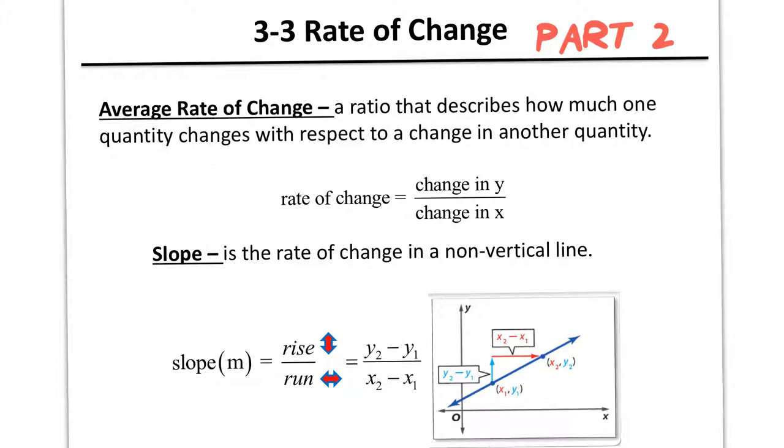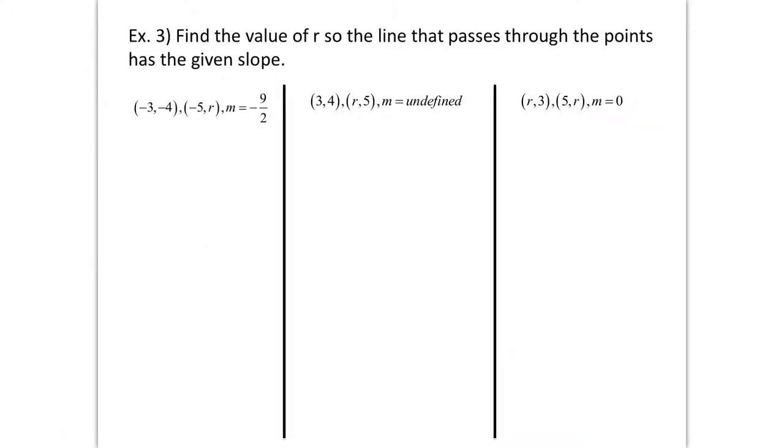So let's do some examples where they give you a couple of points and the slope, but we have to find the missing value. Notice here that we have a few examples, and we want to find the value of r so that the linear function, or linear equation, passes through the points and has the given slope.